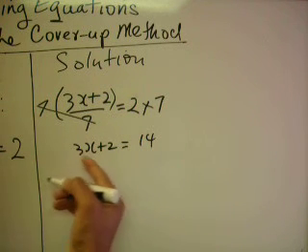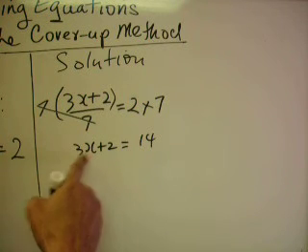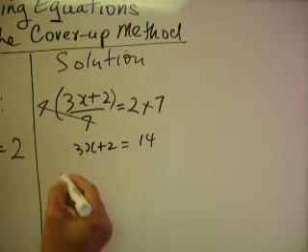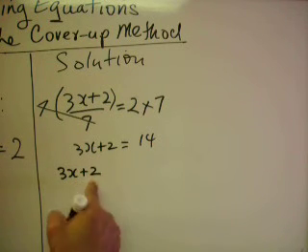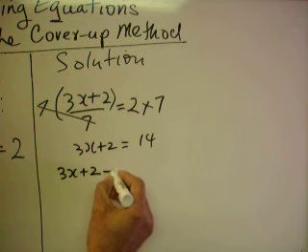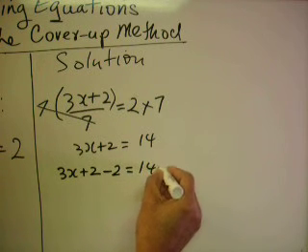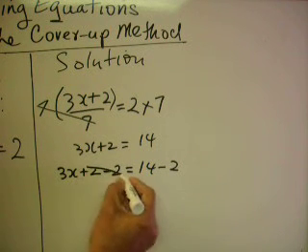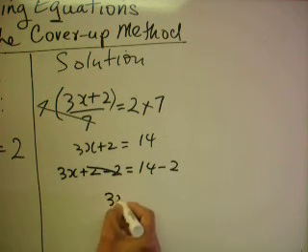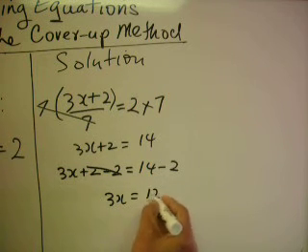We've gotten rid of the 7, now we have to get rid of the 3 and the 2. I think you will agree that it's easier to get rid of the 2 first. Since it's adding, we're going to subtract 2. But again, we have to subtract 2 from both sides. That got rid of the 2, and here we are left with 3x is equal to 14 take away 2, which is 12.